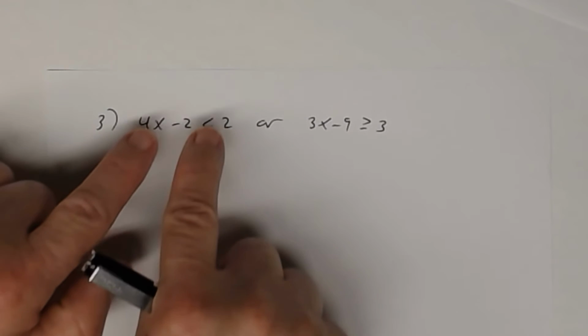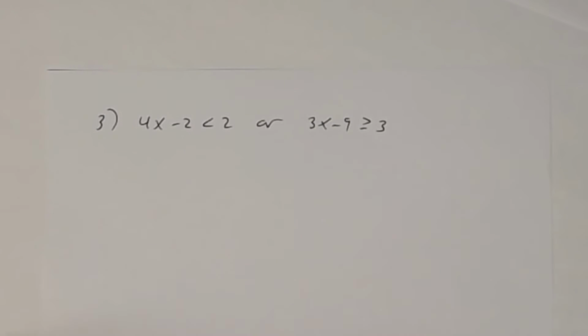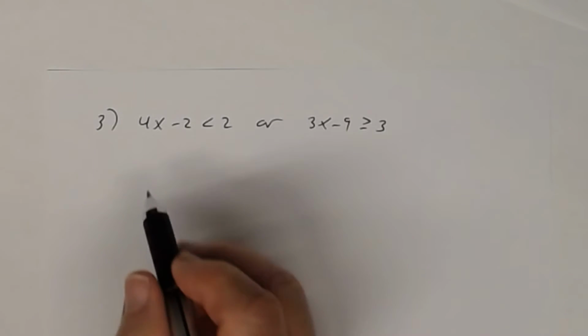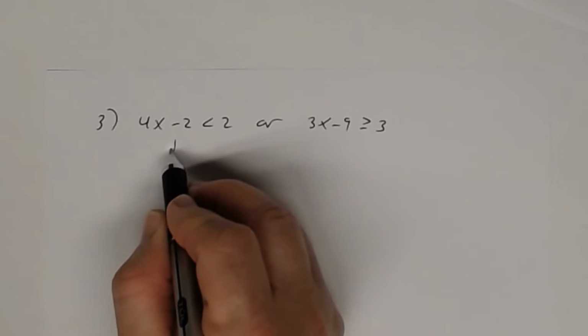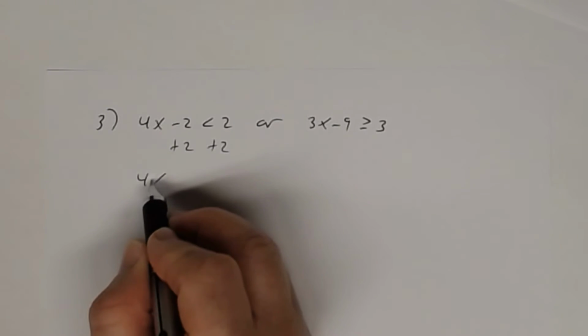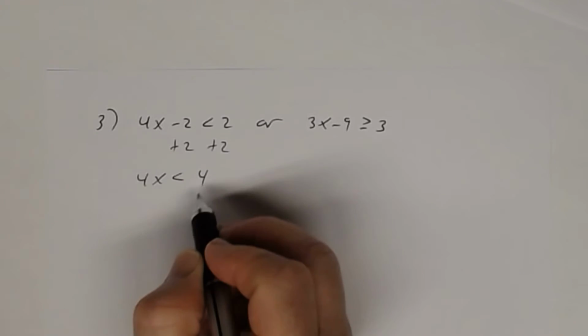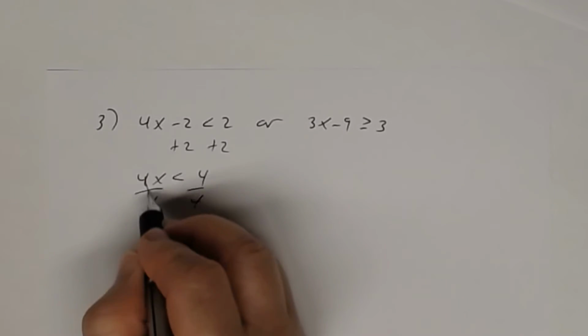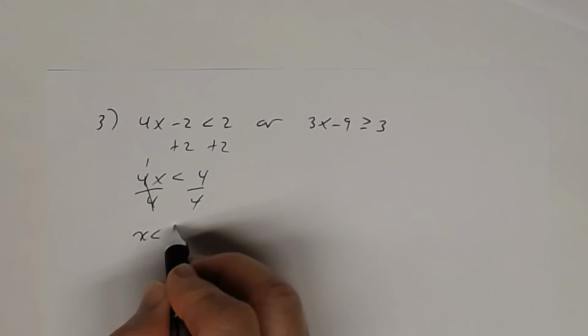Okay? So your solution will come either from here or from here. That's what that means. All right, so let's go ahead and solve each one individually. So I'm going to add 2 to both sides. So I get 4x is less than 4. 2 plus 2 is 4. Dividing both sides by 4 and simplifying, I get x is less than 1.